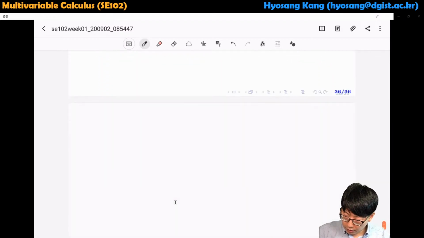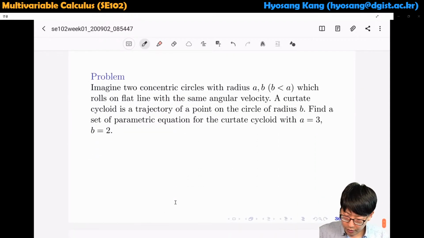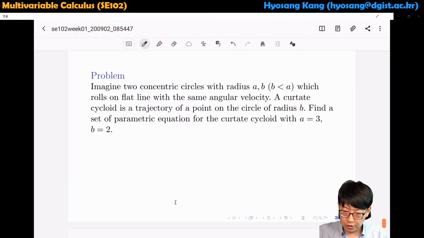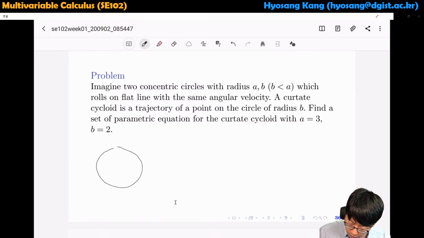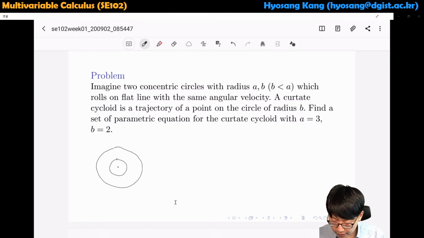Alright, so I think that's the last one. I didn't put the picture here. The picture is in the textbook actually. So imagine two concentric circles. Let me draw the two concentric circles here. Concentric means that they share a common center, with radii a and b. So b is the smaller one and a is the larger one, which rolls on the flat line.